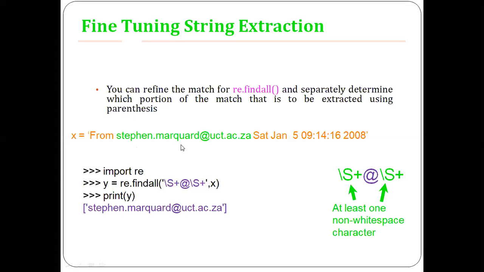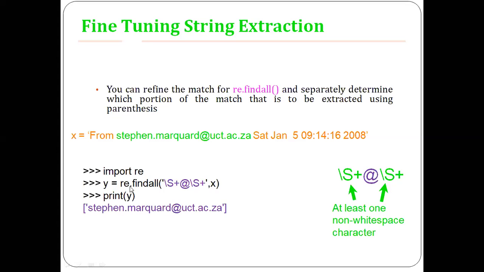X equal to from stephen.marquard@uct.ac.za, and this is the string that you have. Now I'm writing a regular expression: a non-whitespace character which is repeated one or more times. That means you can start with anything, and there must not be any space in between, followed by an at sign, and followed by a non-whitespace character which is repeated one or more times in the given input string. So with that one, your output looks something like this.